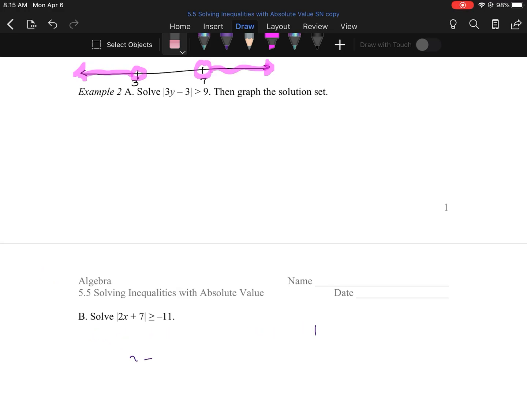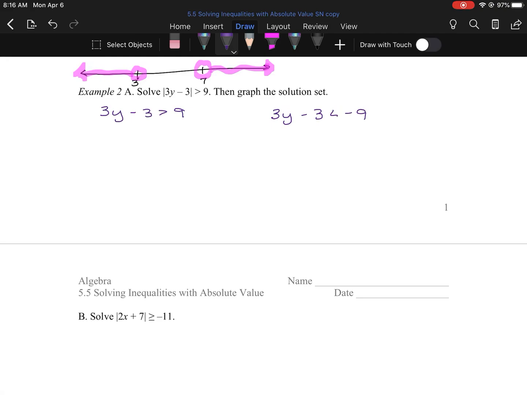All right, so example 2. Example 2 says we have to solve this and then graph the solution set. Now what's different about this one, notice the inequality sign is going the opposite way. So maybe we should expect something different to look like up top. So same thing, we're going to keep solving it. So 3y minus 3 is greater than 9, and 3y minus 3 is less than -9.